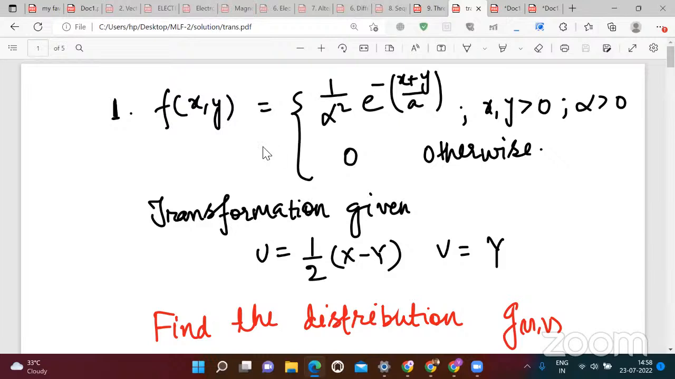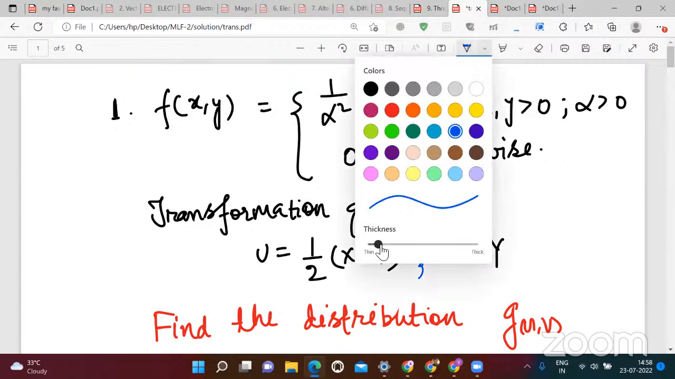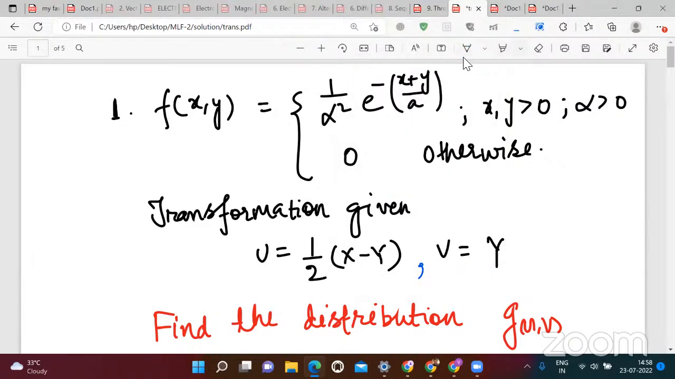So you have the joint distribution of xy, and this is the distribution you have been given, and the transformation also, like u equals 1/2 x minus y and v equals this. Now we need to calculate the joint distribution of uv. So how will you do this? Can somebody tell me how you will do this? We just discussed this in the last lecture also.